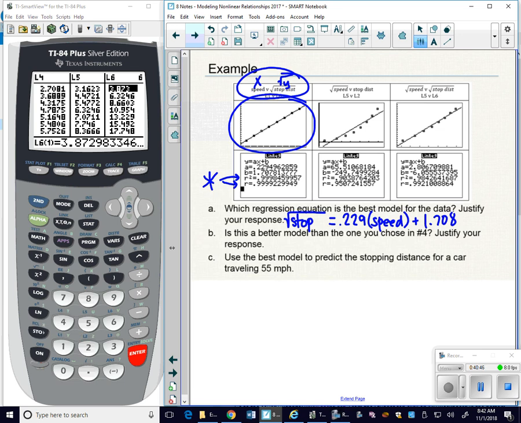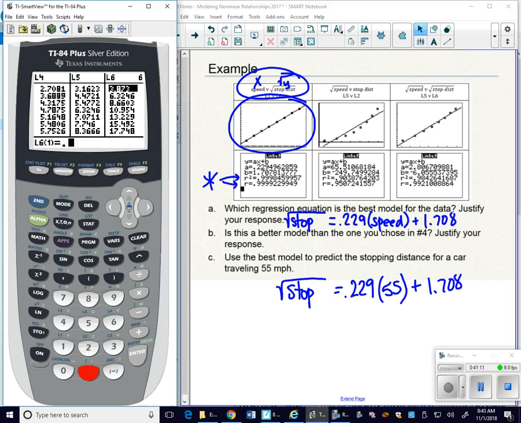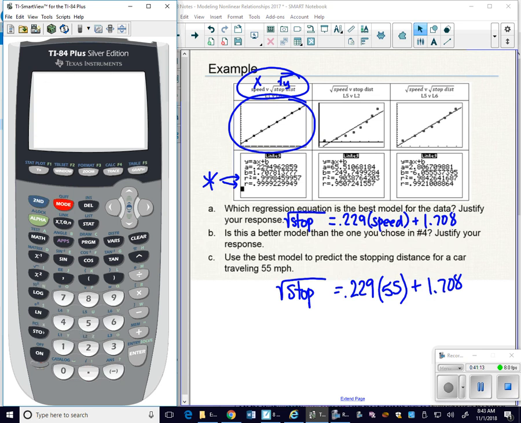And then it says again, use the best model to predict the stopping distance for a car traveling 55 miles per hour. So we did that with the power regression, or the relationship we saw in the other example. But let's go ahead and do it here. I've got my stopping distance is going to be equal to 0.229 times the speed, which we're going to go ahead and use 55, plus 1.708. And on my calculator, I'm going to do 0.229 times 55 plus 1.708. And when I press enter, I get 14.303.